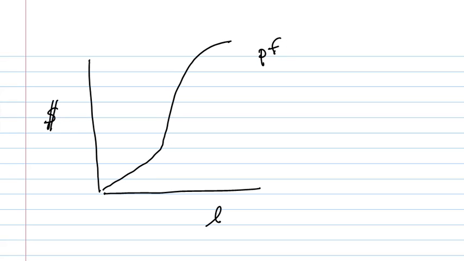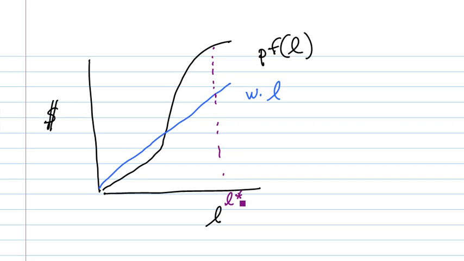This is P F of L. On the same graph, I can draw the straight line through the origin, which is the wage times L. That is the expenditure on the labor input. The profit problem is asking, where is the difference between the black P F of L curve, the value product curve, and the labor cost? Where is that the biggest? And in this picture, the solution is somewhere like around here. Okay, so we want to characterize that solution, which I am going to call L star, where the profit is the biggest. So that is the goal here.